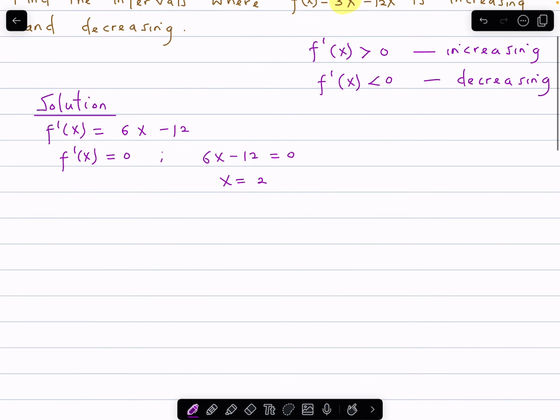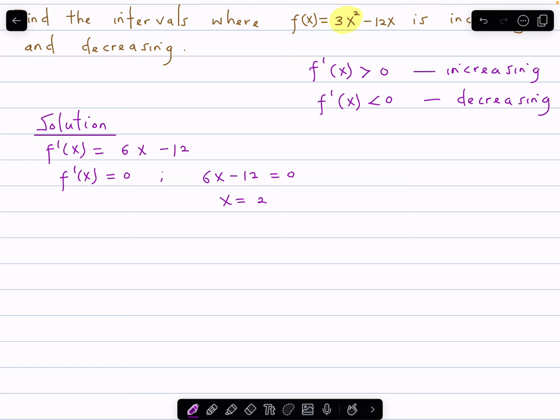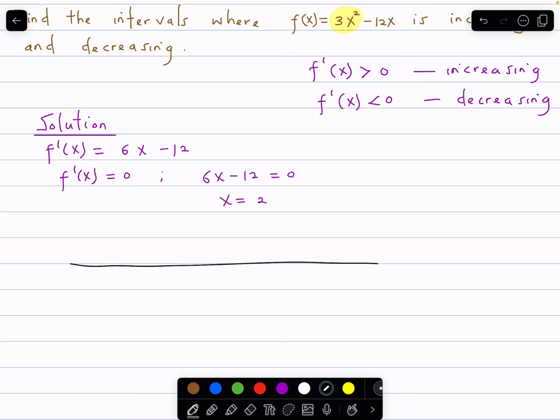Okay, so now next thing I want to do is that x equals 2 divides the number line into two parts, right? So if I have the number line, let me draw a number line, and I have 2 here. So it divides the number line into two parts. We have the parts to the right of 2 and the parts to the left of 2. And then I can just say the interval here is 2 to infinity, and for this part to the left, the interval is negative infinity to 2.